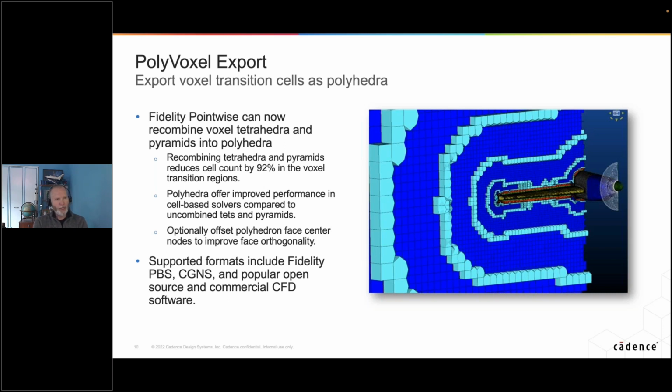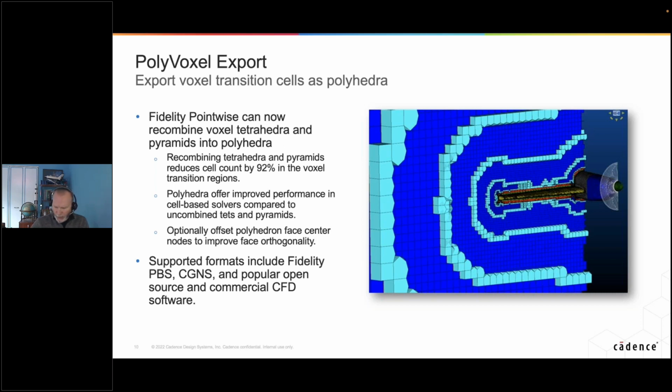And one of the things that we've had requested from users is to improve the zipper regions between these different levels of hexes in these voxel initializations, so that we don't have those what we call zippers of essentially pyramids and tetrahedra. And so we've added a new export capability in this latest version that will convert those zipper regions into polyhedra at export. And of course, it essentially eliminates the majority of those tetrahedra and pyramids that are in the mesh, at least in the voxel region of the grid.